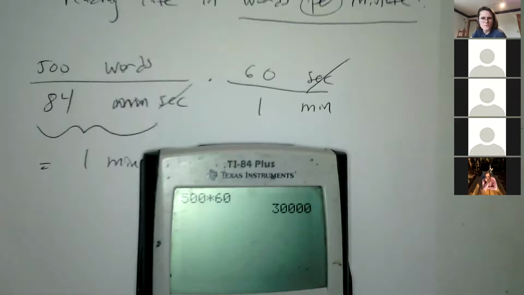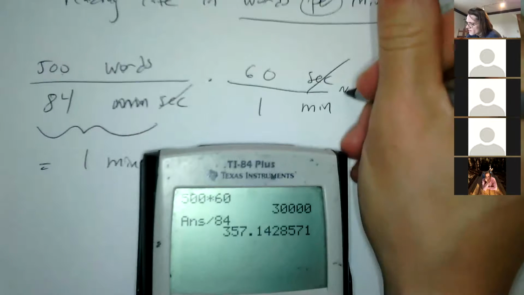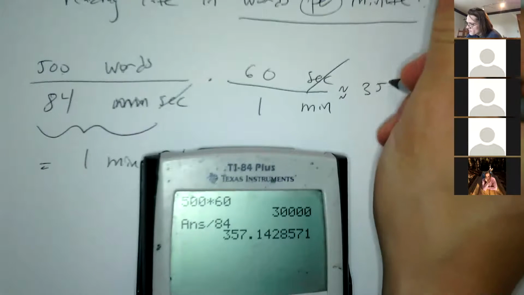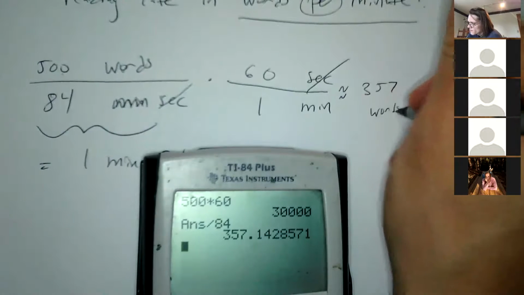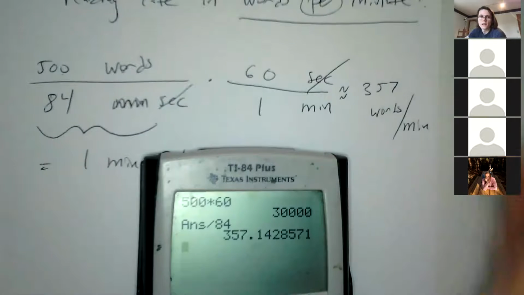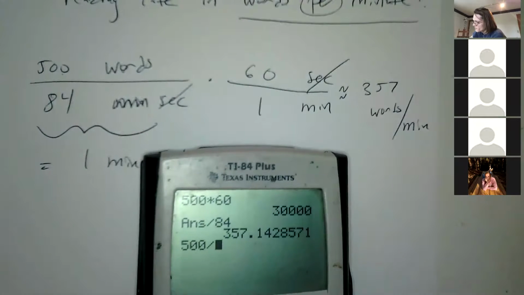That's what I get in the top. So 30,000, and then I divide it by 84. So I get something about 357 words per minute. Now let's just see if I do 500 divided by 1.4. Maybe I'll get the same thing.